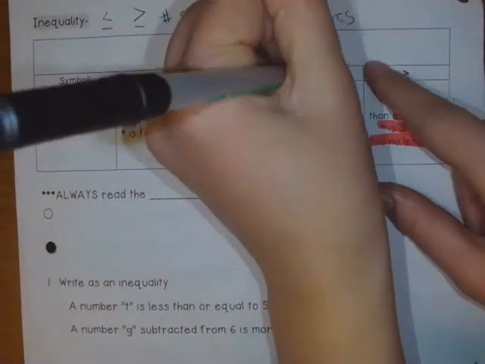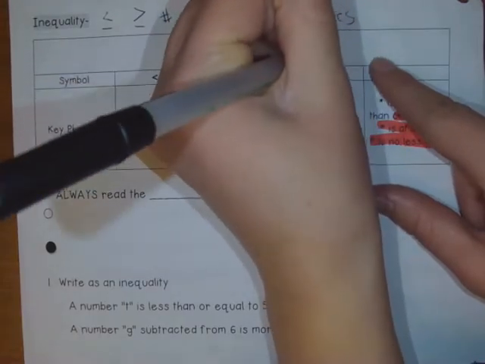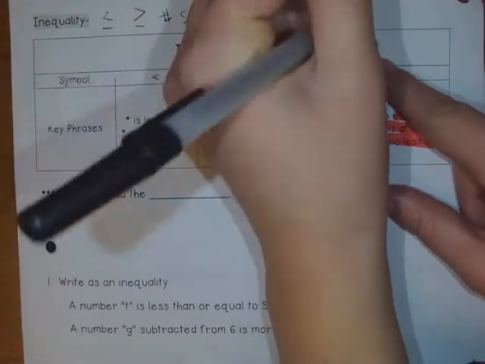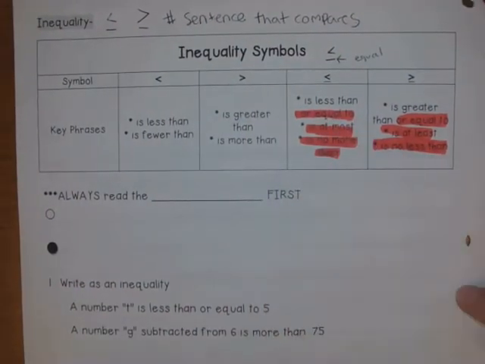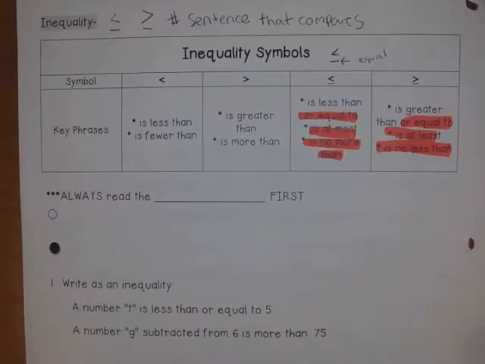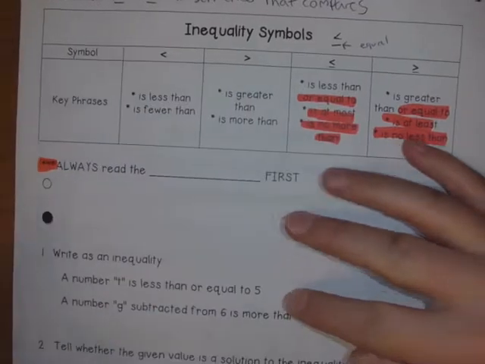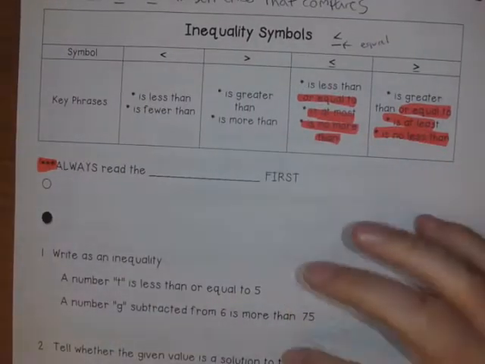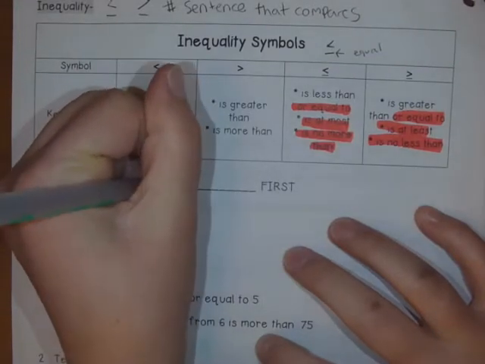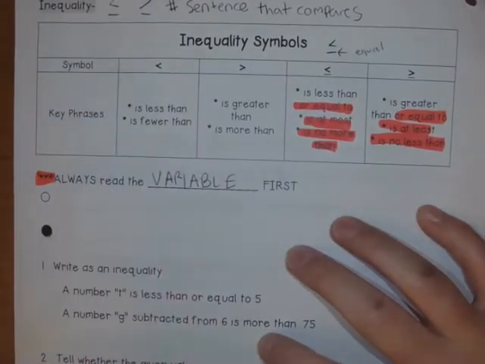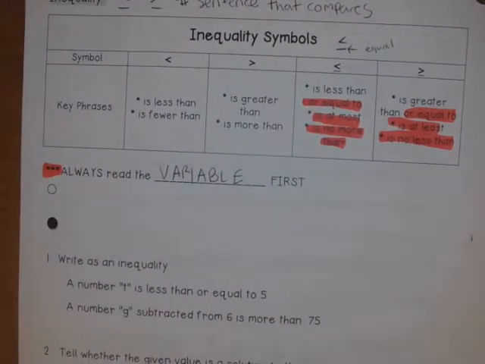Okay, so that line symbolizes equal, which means it can be equal to. That's literally what that line means, half an equal sign. Now, when you're doing this, I cannot stress this enough, you always read the variable first. Always read the variable first.